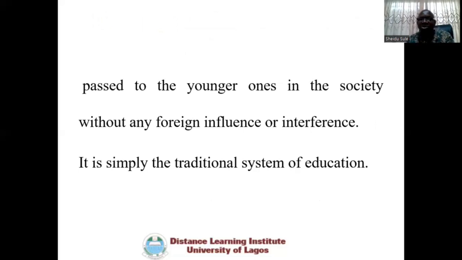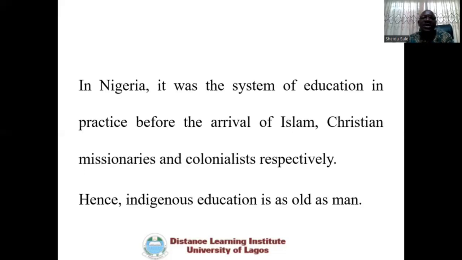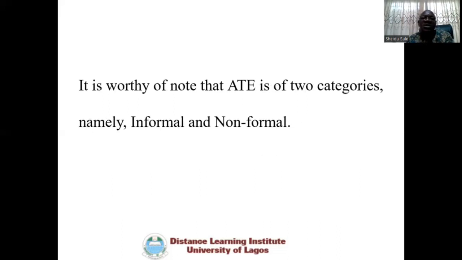It is simply the traditional system of educating the young ones, integrating them into the society. Okay? In Nigeria, it was a system of education in practice before the advent of Islam, Christian missionaries, and even the colonialists. Hence, indigenous education is as old as man. It is worthy of note that it is of 2 categories, namely informal and non-formal.